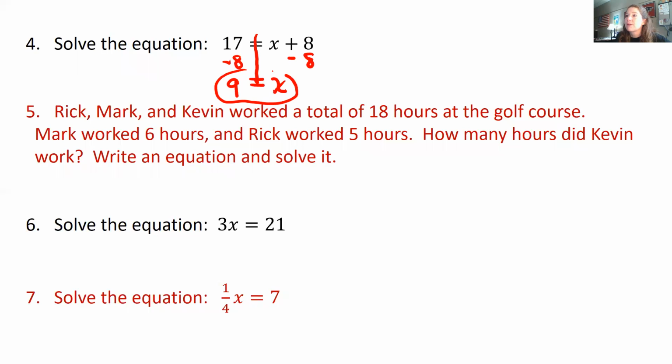And then how can I check my work? I would plug in 9 for X. Does 9 plus 8 equal 17? Yes, it does. Number 5, Rick, Mark, and Kevin worked a total of 18 hours at the golf course.